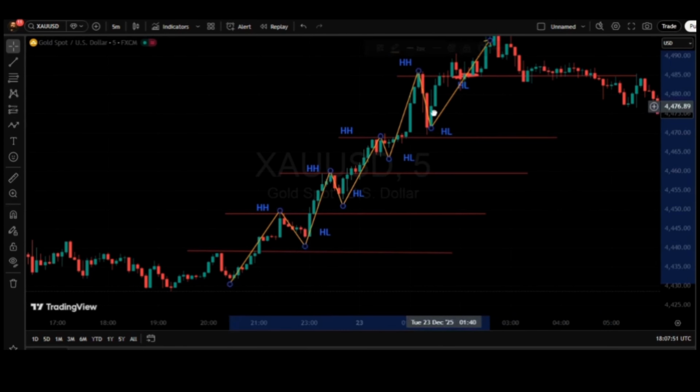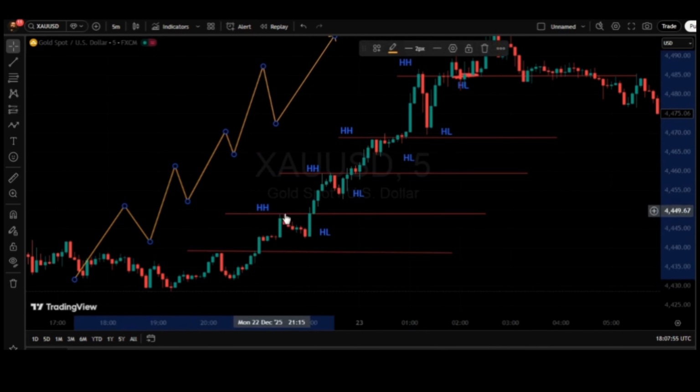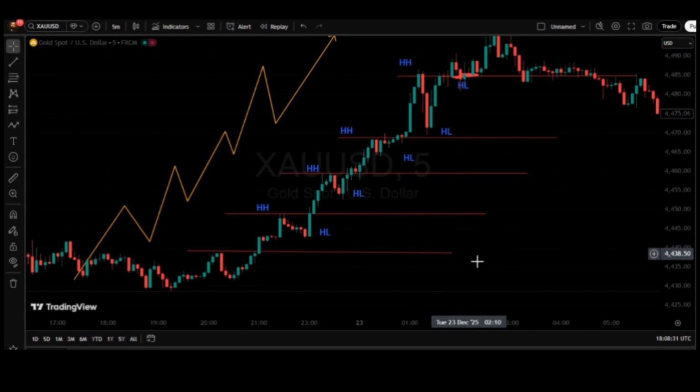Look, in this area, we had sellers, and in this area, we had buyers. We say that the buyers were stronger than the sellers because they were able to break through their resistance. To put it better, when the price is below, let me put it this way.